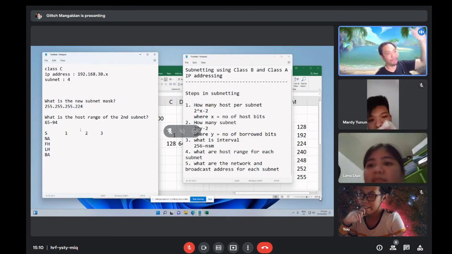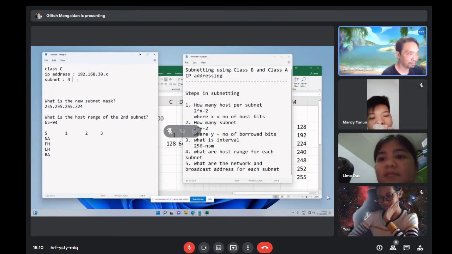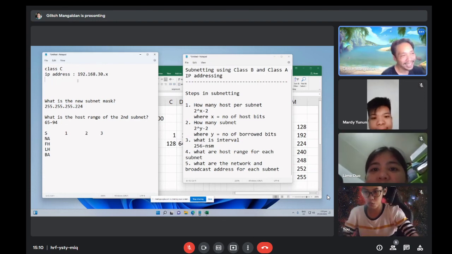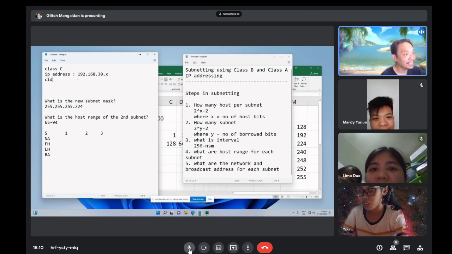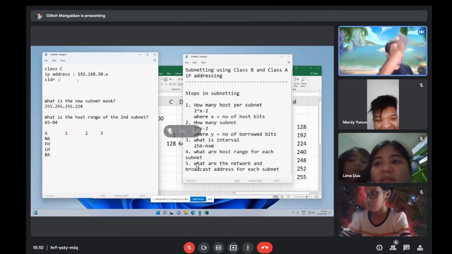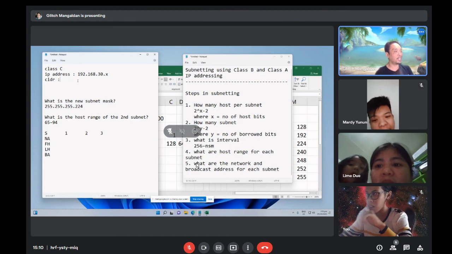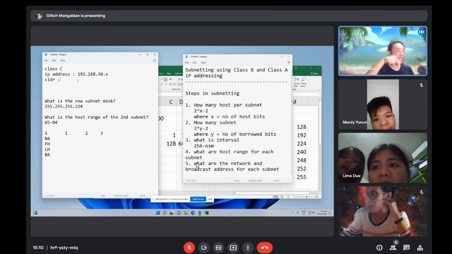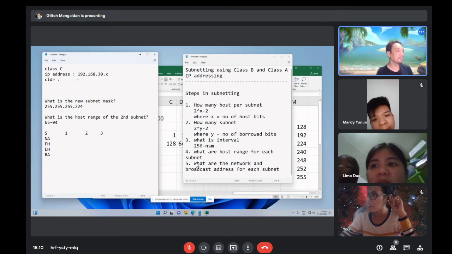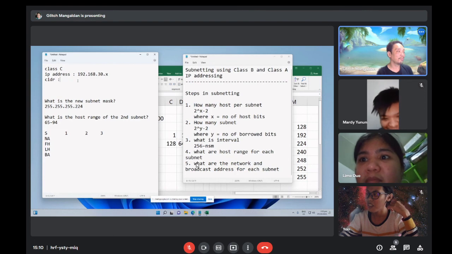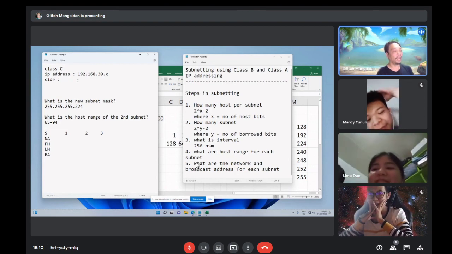Okay. Let's solve another one. Last. Okay. Paano kung hindi subnet ang given? Ang given is CIDR. Ang CIDR, yan yung may slash. Slash 24, slash 16, slash 8. Diba? Yung CIDR. Nasa ano yan? Nasa network address table nyo yan. Tingnan nyo na lang.